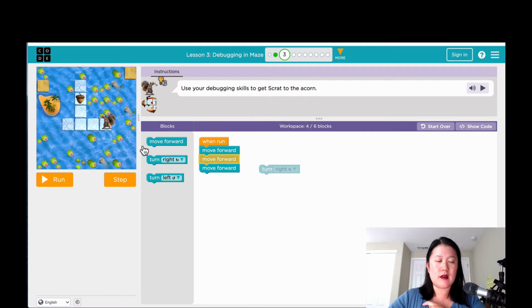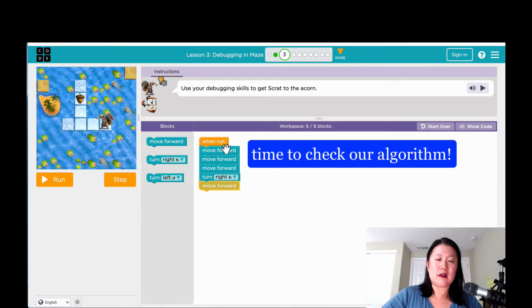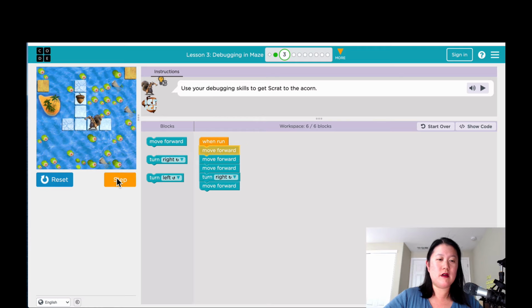Right? And if we have Scrat moving forward, and then what should he do next? He should be turning right. And then, once he turns right, he's going to what? Move forward. Wait, we've already used 6 blocks. Let's go and step this out. Forward. Oh, I could already tell what's going to happen. You see what mistake we made over here? We're about to crash into the ice and he's about to fall in the water.